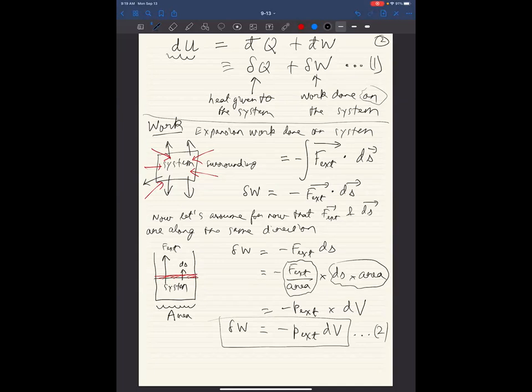So what have we written here physically? We have just shown or described that work done on the system. This "on" is very important. On the system, as it expands by a volume dV, is delta W equal to minus Px dV. So let's look at this equation.